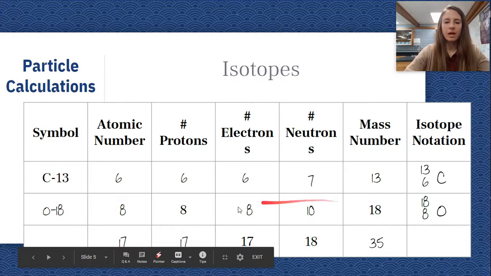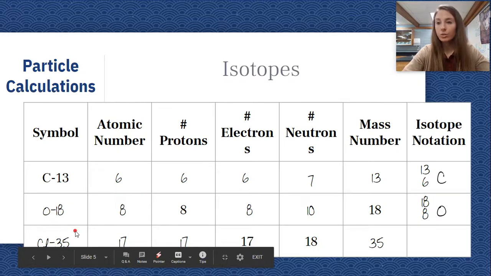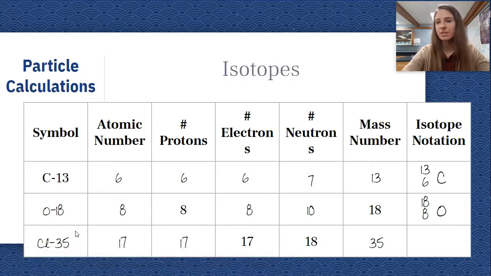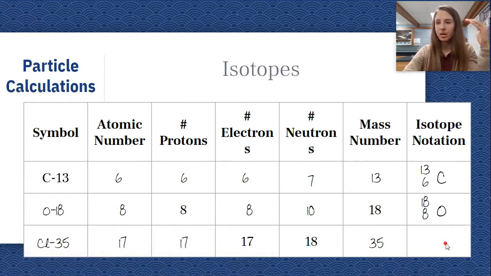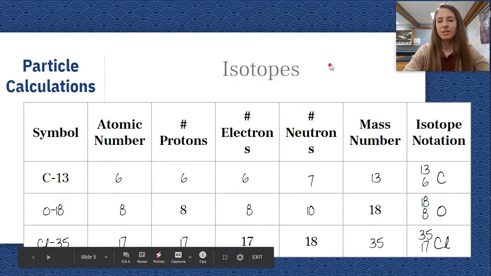For our symbol, element number 17 is chlorine, and our mass number is 35. So we will get a symbol of Cl-35. Again, you say this chlorine-35; you want to say the dash. And then to write this in isotope notation, we write Cl as our symbol, put the mass number on top, which is 35, and the atomic number on the bottom, which is 17, to give us this isotope notation.